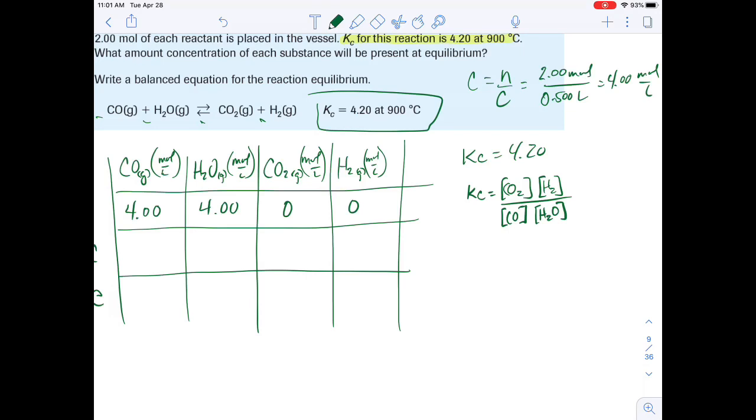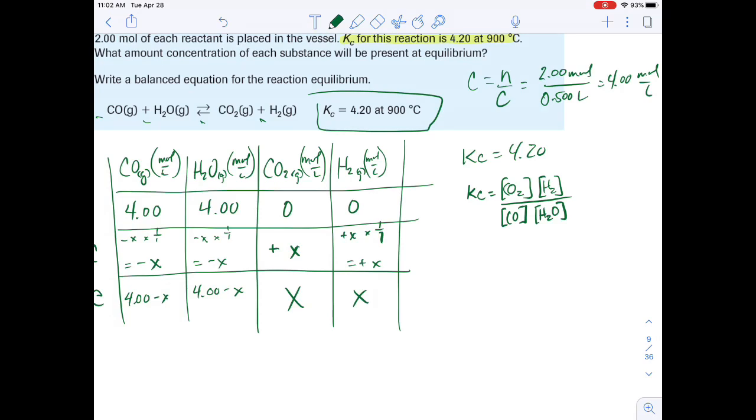Now, at this point, I don't really have an obvious direction to go, but let's say that we made X amount of carbon dioxide. That means you're increasing the concentration of carbon dioxide from 0 to X, so it changes by plus X. You're going to get plus X times 1 over 1, because of the coefficients. So I will also get plus X hydrogen. I'm going to have X amount of product being made, and I'm going to use up X of the reactants, and since it's a 1-to-1 ratio, we're going to subtract X. So 4.00 minus X is the amount of carbon monoxide that should be left at the end of this. This will also be minus X times 1 over 1, so for the water, it's 4.00 minus X.